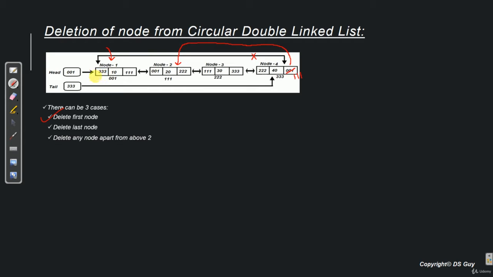Now the second step is, we have to destroy this connection between head node 1 and establish a new connection between head and node 2. So how do we do that? We update the address of node 2 here. So we put 111 here.